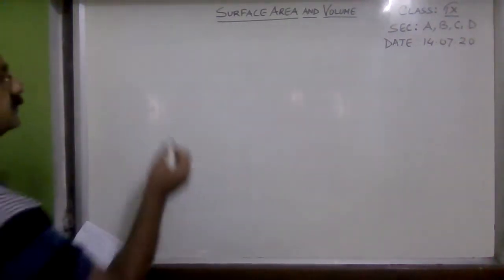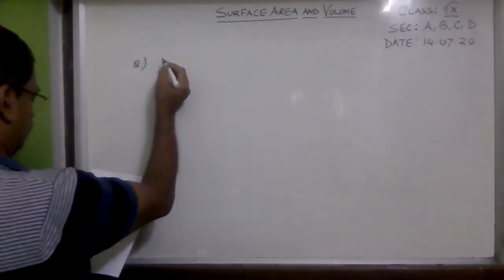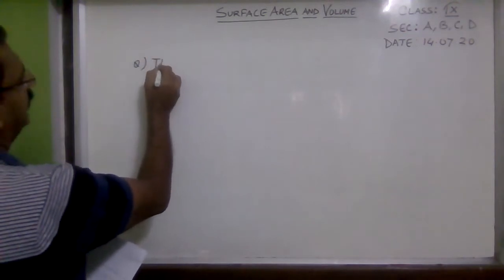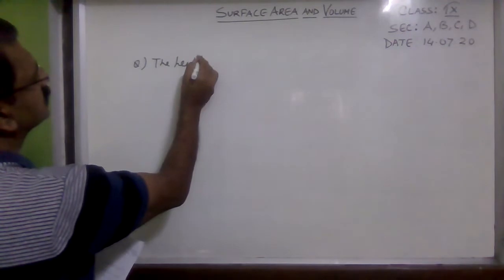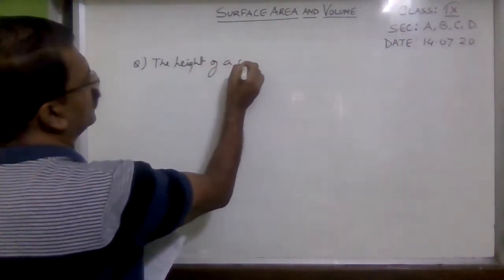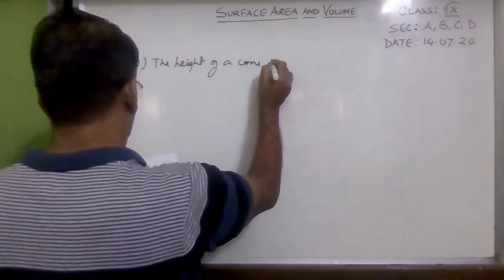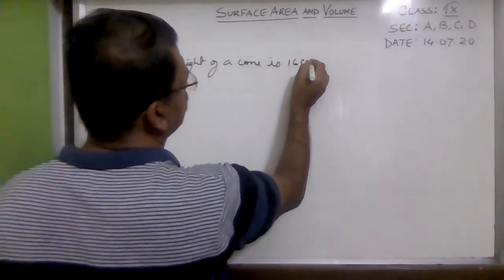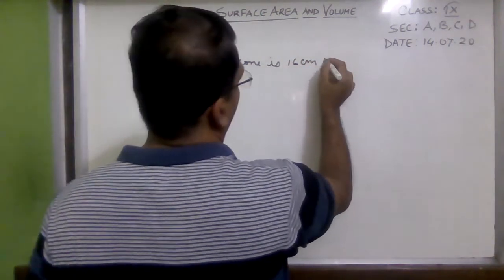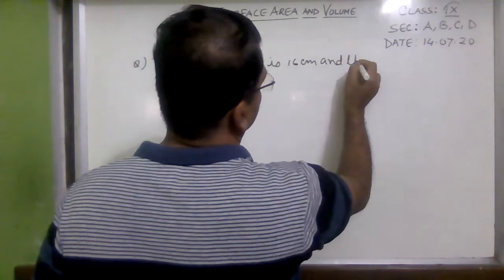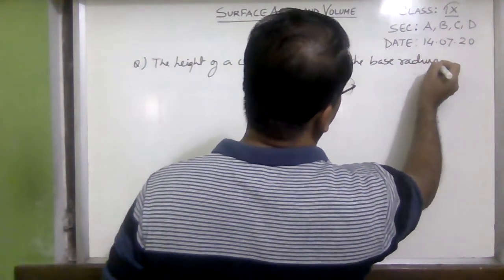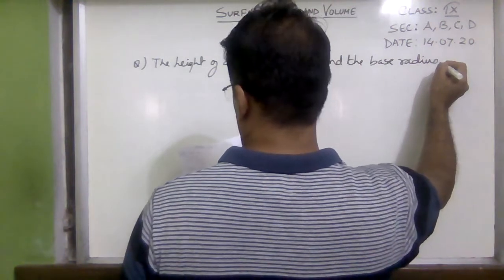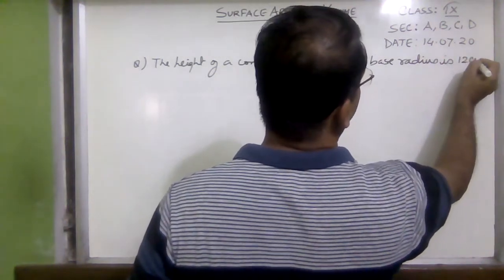Now, next question. The height of a cone is 16 centimeter and the base radius is 12 centimeter.